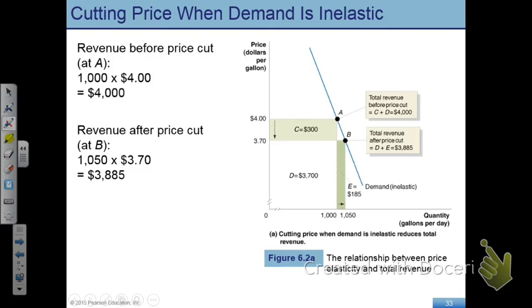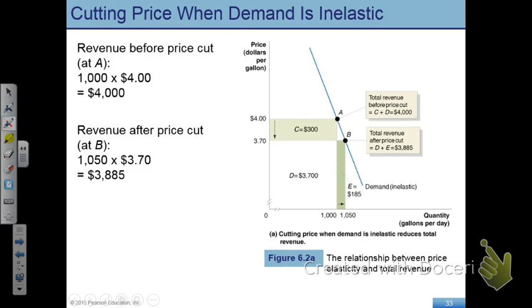This is from previous experiments: you are thinking about cutting the price of the good from $4 to $3.70. If you do that, quantity demanded increases from 1,000 to 1,050. So you're cutting price, and your quantity demanded is increasing. So the question is, should you cut price on your good by 30 cents?